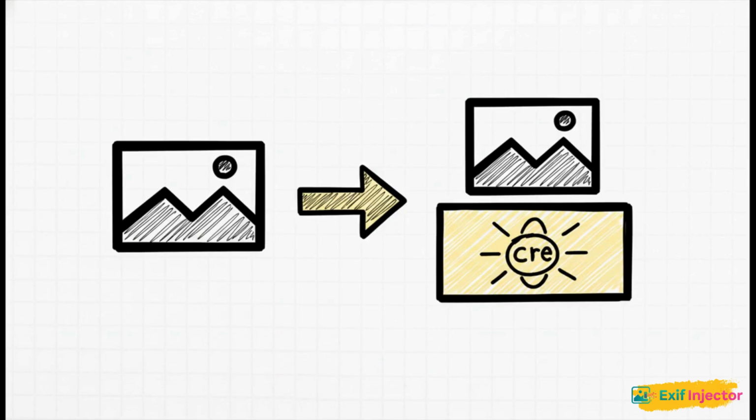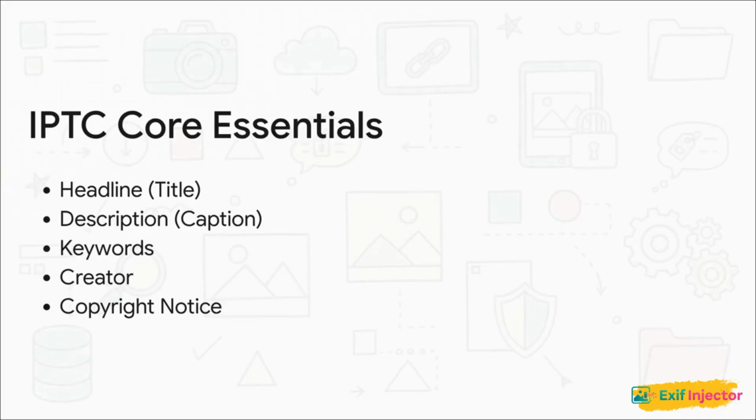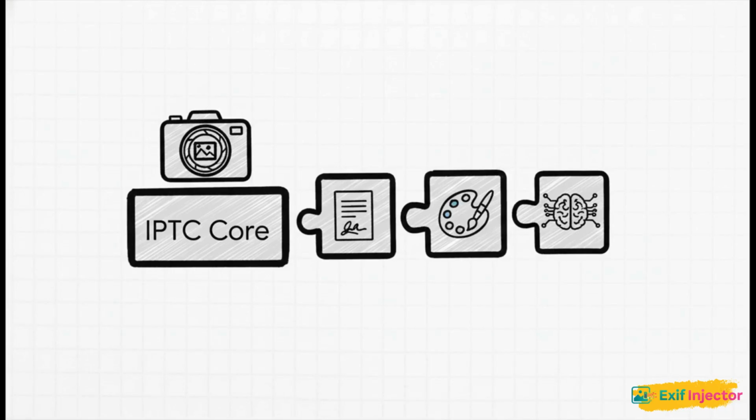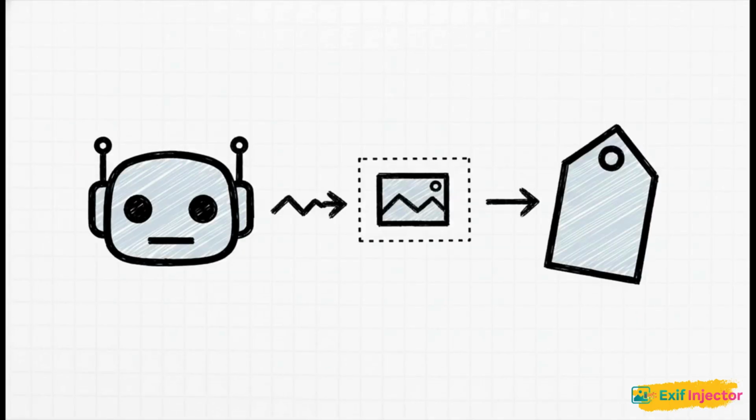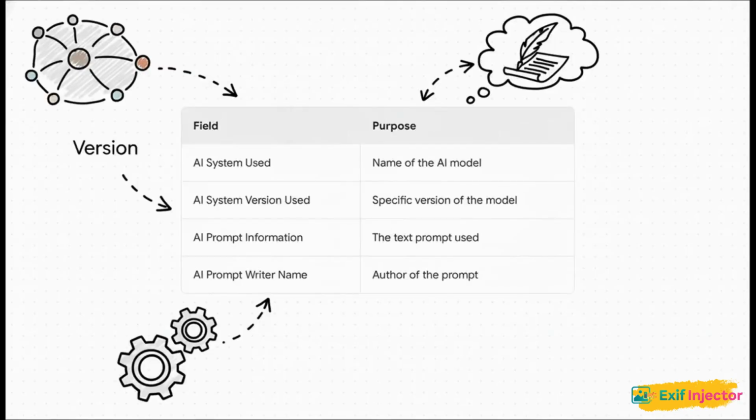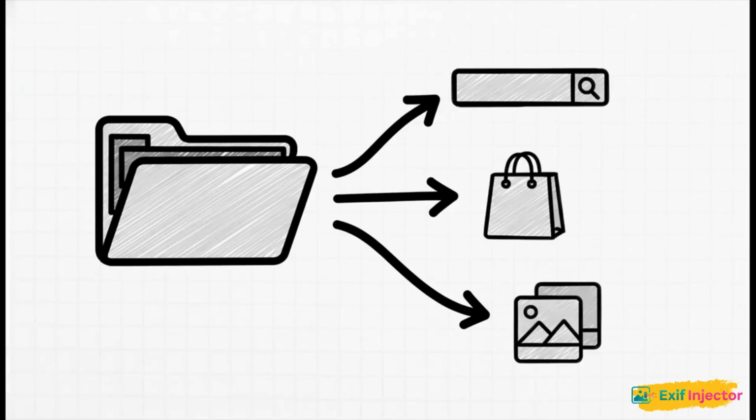What are the absolute essential fields you should be using? It's called IPTC Core. It really comes down to these basics: a headline, a good description, keywords, your name, and that copyright notice. But what if your work is more complex? That's where extension fields come in, for things like model releases. And you know, this stuff is always evolving, especially with AI, which now has its own dedicated fields. You can now specify the AI system, the prompt, and even who wrote it. It's all about transparency.